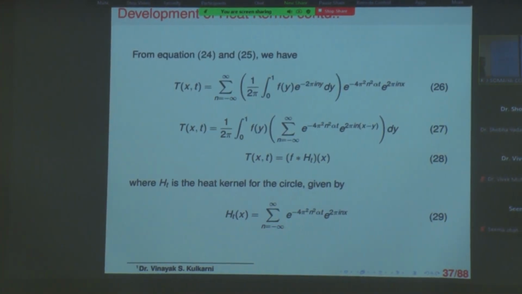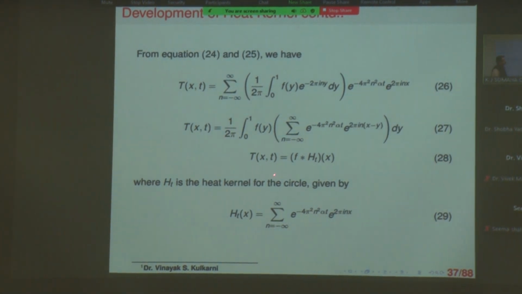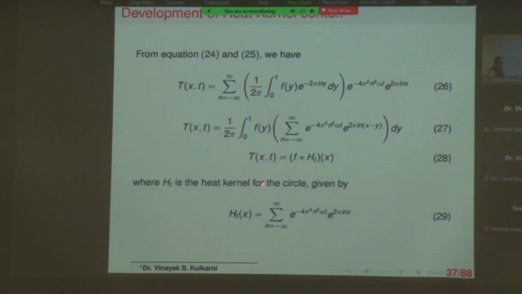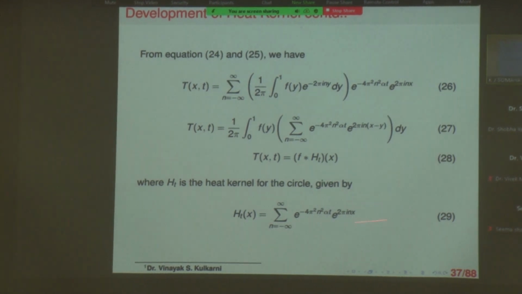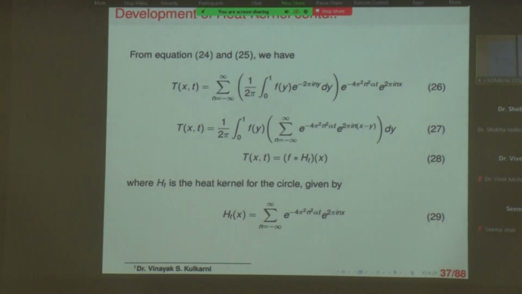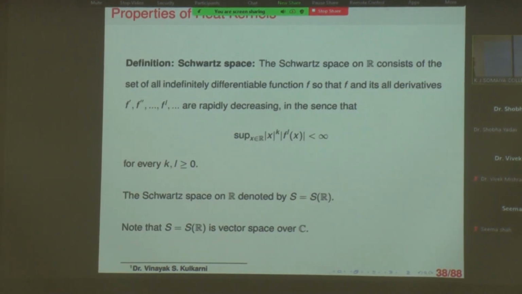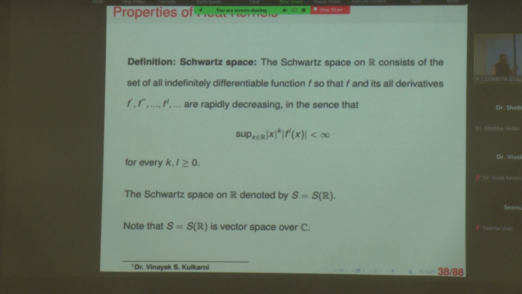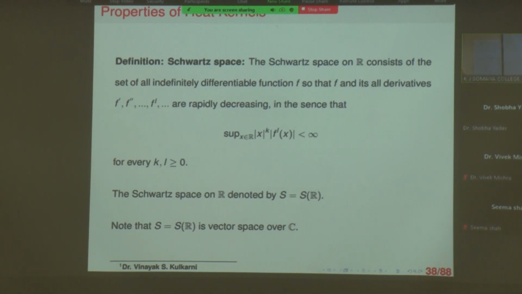So here it is: the solution of the temperature function in terms of the convolution of the initial temperature f and the heat kernel Ht. The heat kernel Ht is given by equation 29. This is what we have seen up till now. Now we are interested in studying the more mathematical properties of this particular heat kernel, and of course how it is helpful for further understanding. I am coming to that point, but for that I need one or two basic definitions.